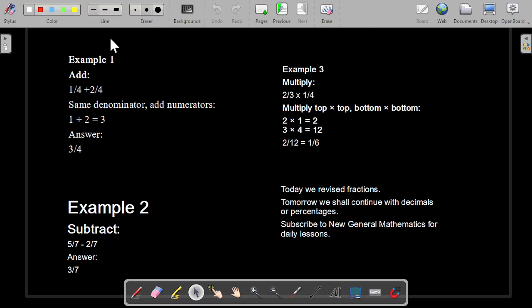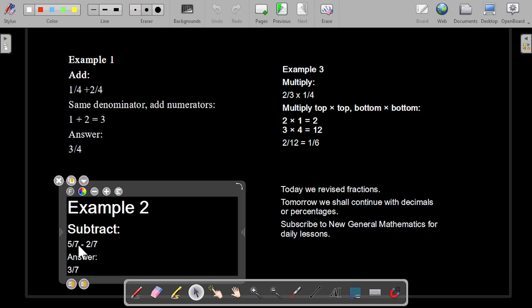Now let's look at example 2. This one is subtract. We have addition, we have subtraction, and we have multiplication of fractions. This is how to handle them. Subtract 5 over 7 minus 2 over 7. When you hear the word subtract, it means to minus. Now, if you look at it very well, just like example 1, you find out here that they also have a very important thing in common, which is 7 as the denominator.